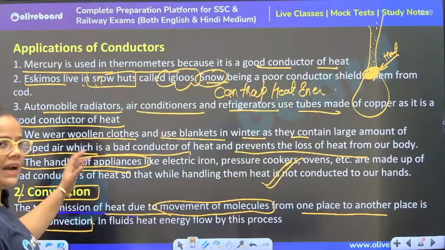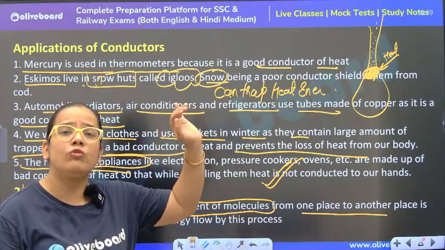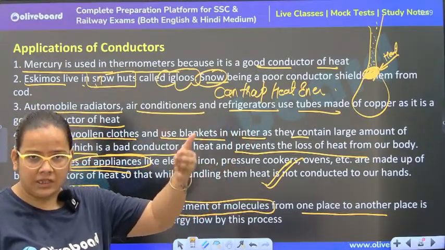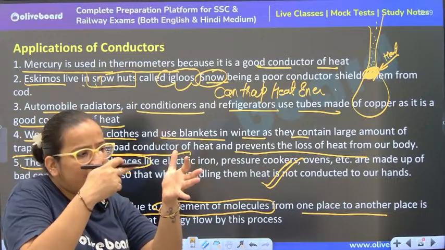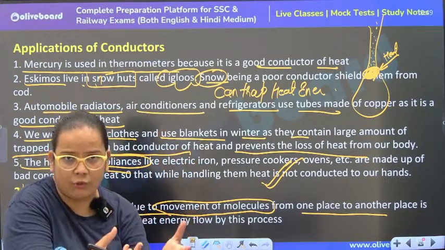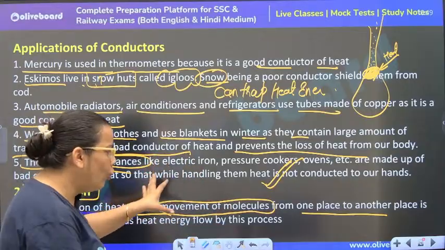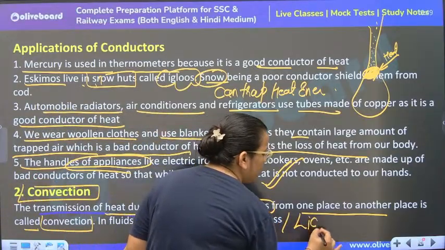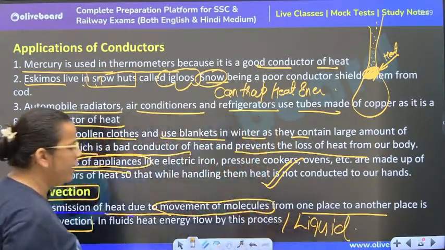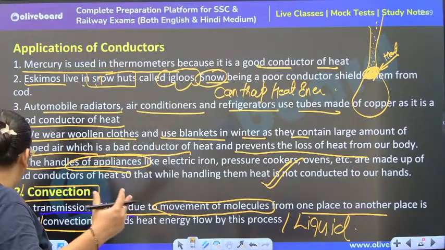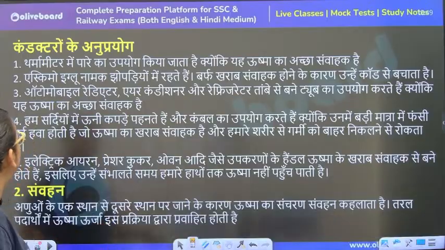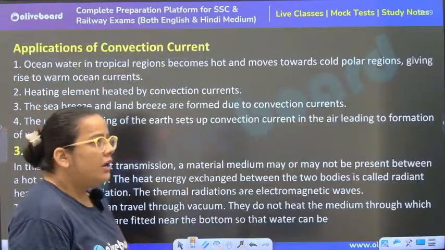For example, conduction happens very well in solids only, because the molecules are very close to each other and they can vibrate and push the other molecules too. But convection occurs only in liquids, because for convection there must be a flowing process. See here. Now some examples.